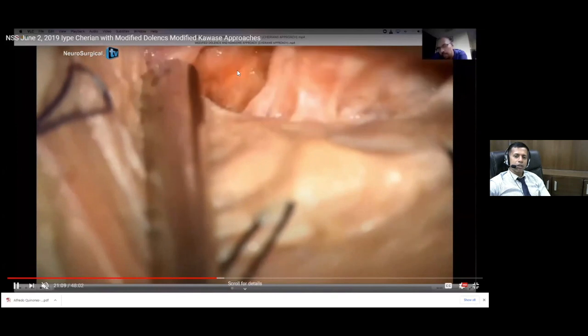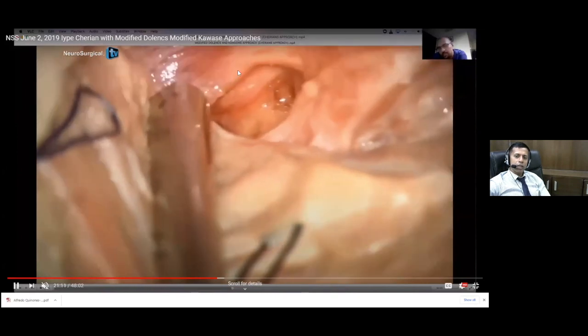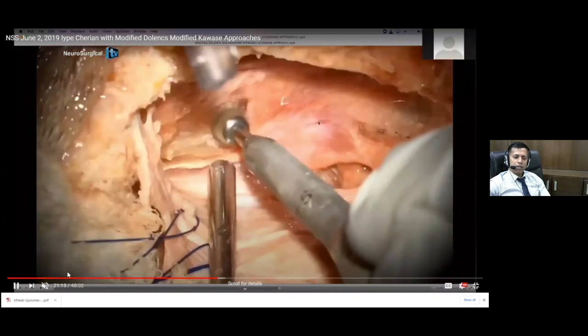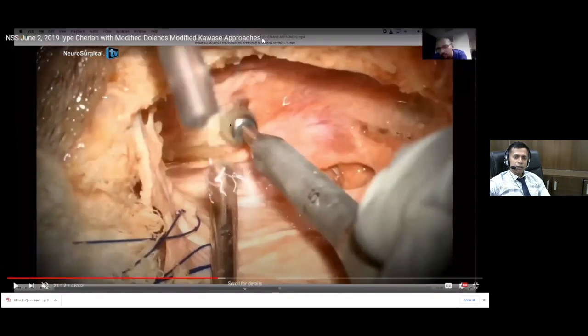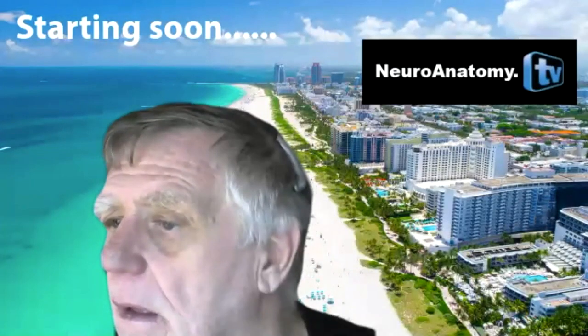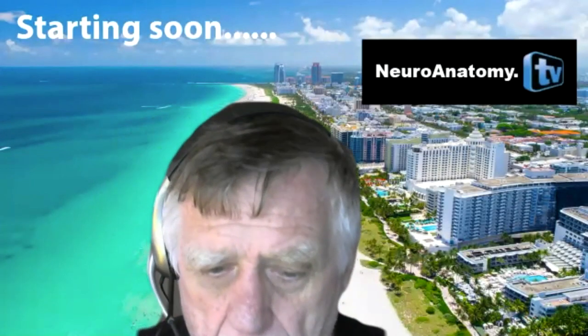That's the sixth nerve. Bhushan, did you see that? The sixth nerve very clearly now? Yes? Yeah. I don't know if he can. Yes, okay, he said yes. Good, good, good. Any other questions?